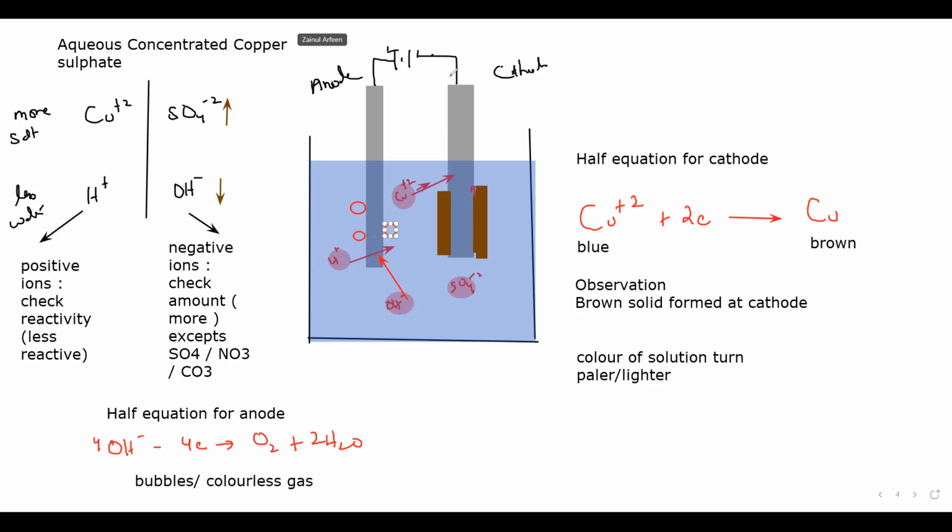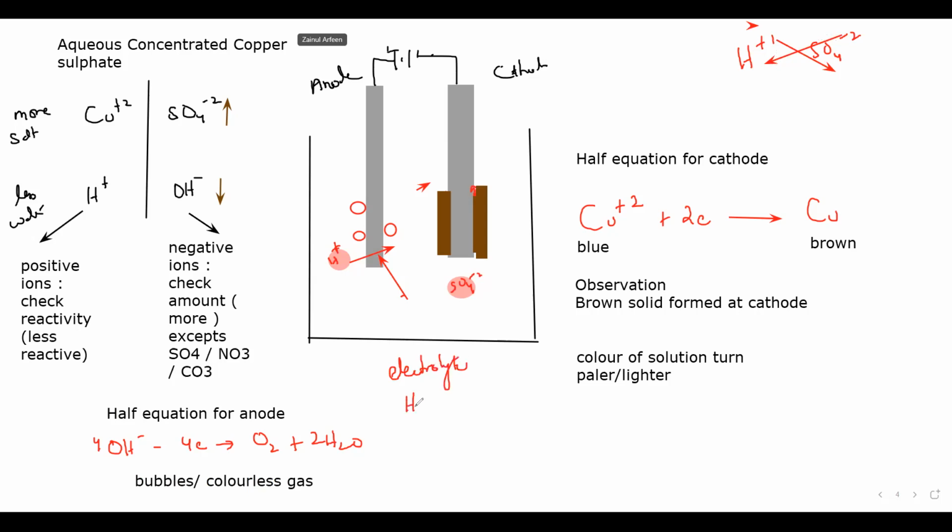And what happened to the solution? What happened to the electrolyte? As we know, copper is moved out and hydroxide is moved out. So what are we left with? We are left with hydrogen and sulfate. So what is the compound formed when hydrogen ion combines with sulfate ion? Two hydrogen will come with one sulfate. So this electrolyte contains hydrogen ion and sulfate ion. When they combine, the resultant compound is H2SO4. So the electrolyte will turn from copper sulfate into H2SO4, which is also known as sulfuric acid.